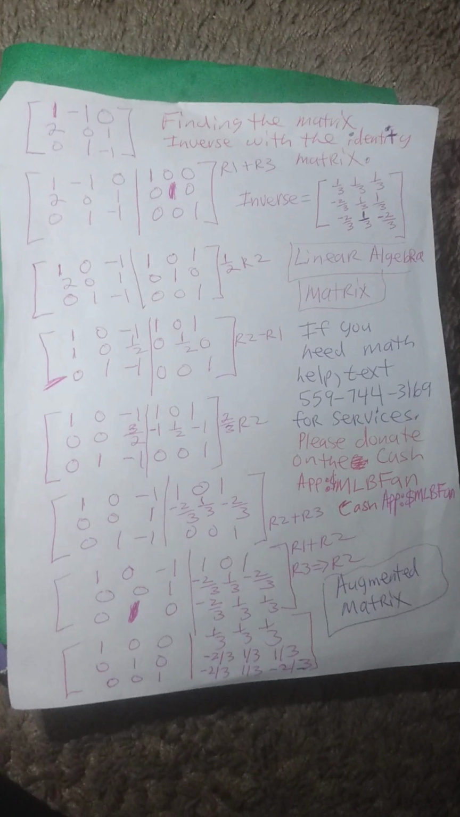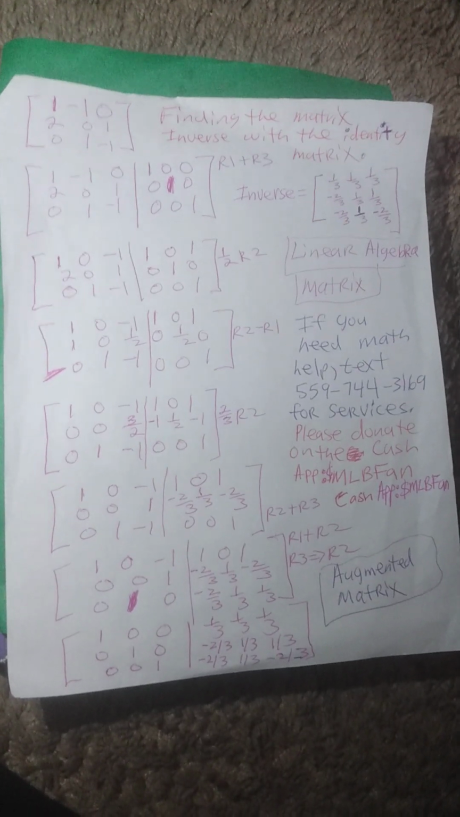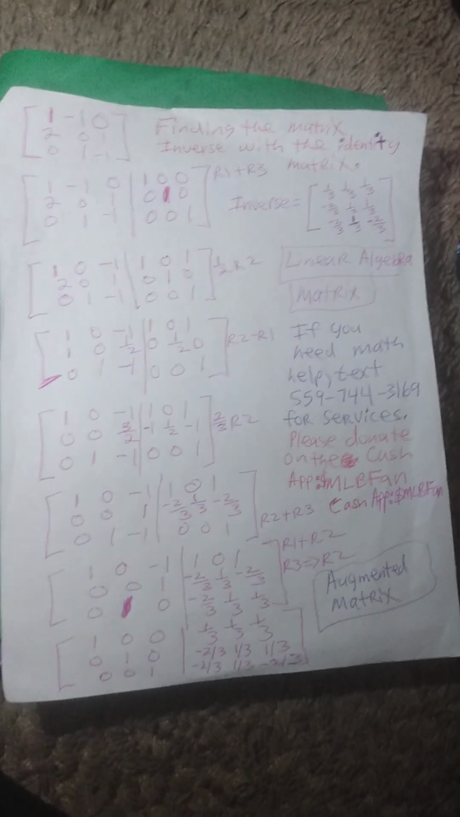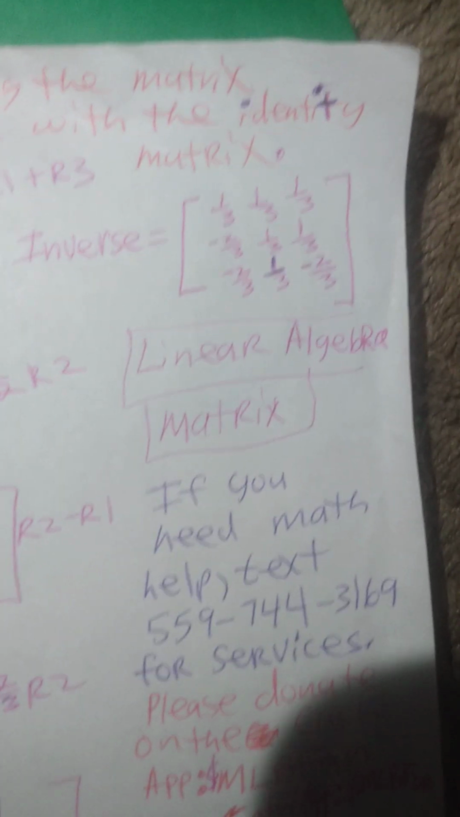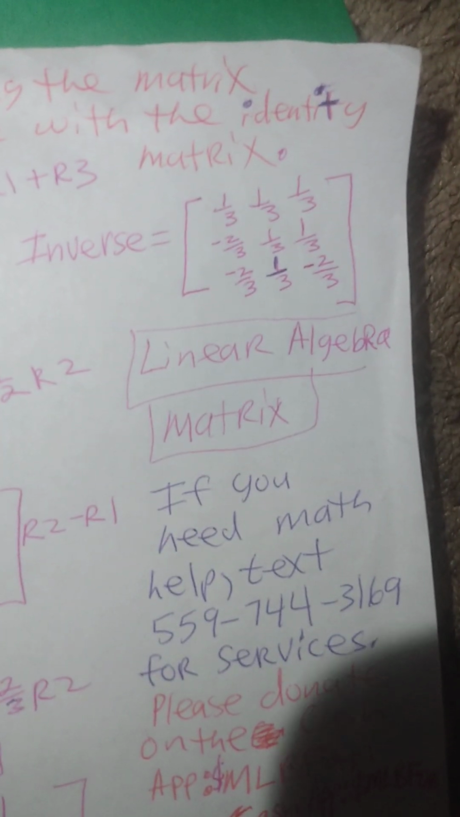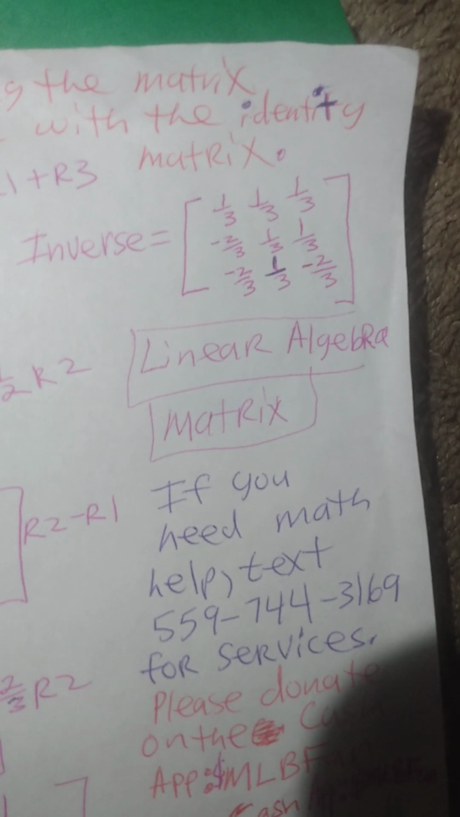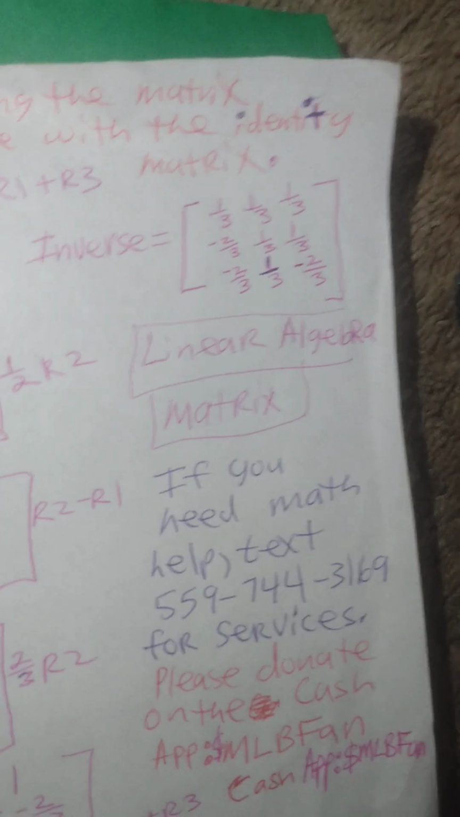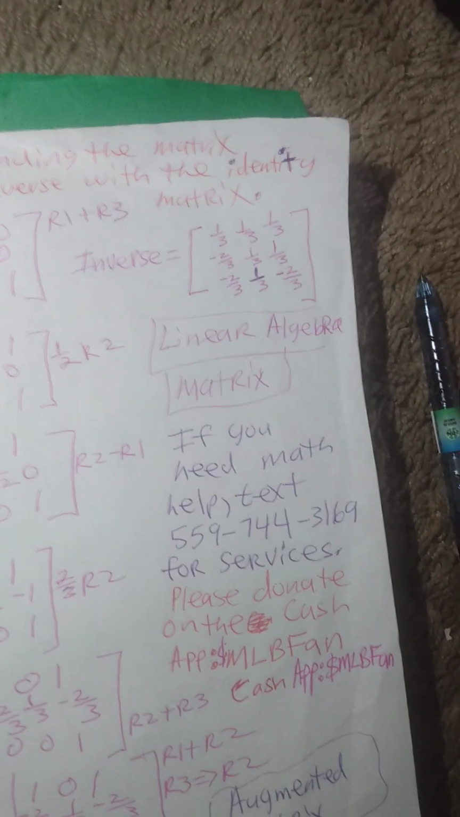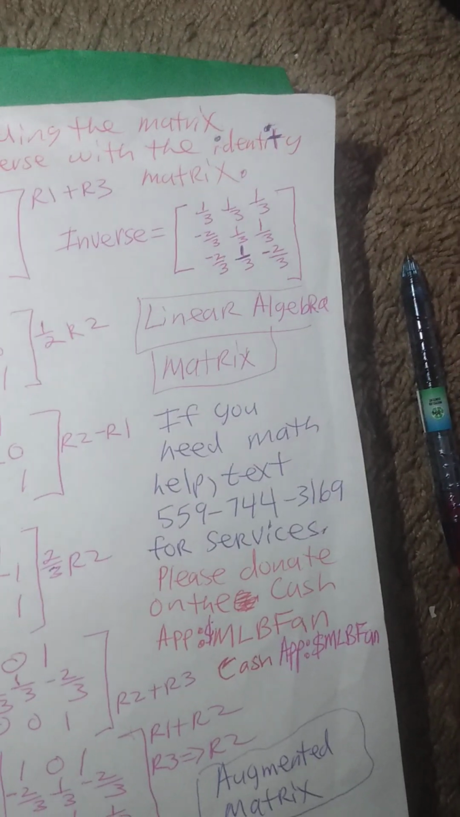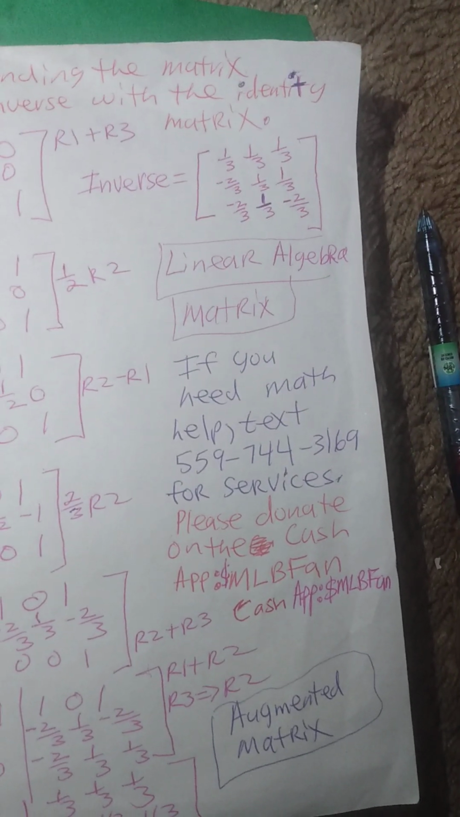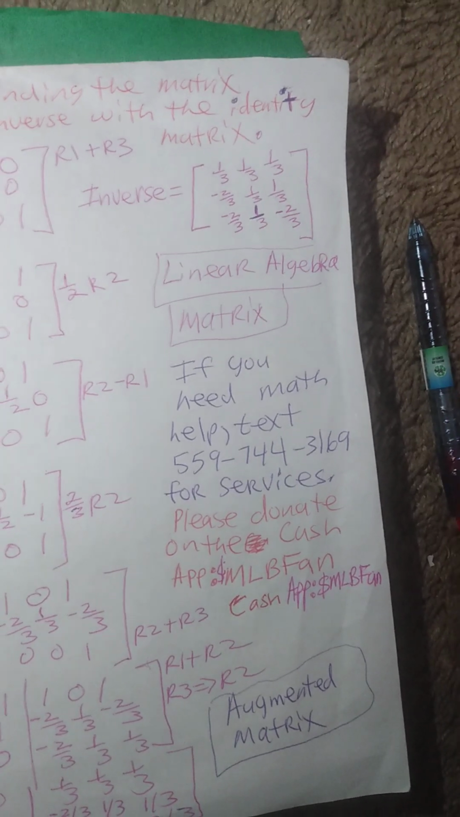So now the identity matrix is on the left-hand side, and the inverse will be on the right-hand side. So the inverse will now be 1/3, 1/3, 1/3, negative 2/3, 1/3, 1/3, negative 2/3, 1/3, negative 2/3. Now this is linear algebra and dealing with a matrix with the identity matrix.